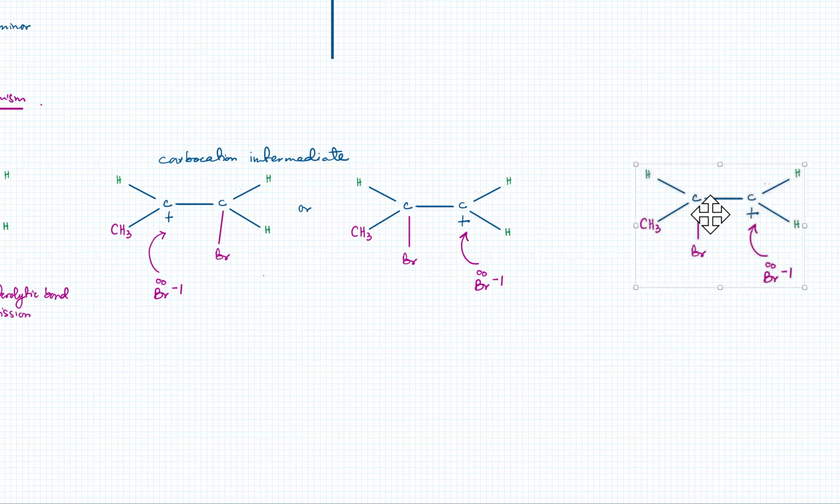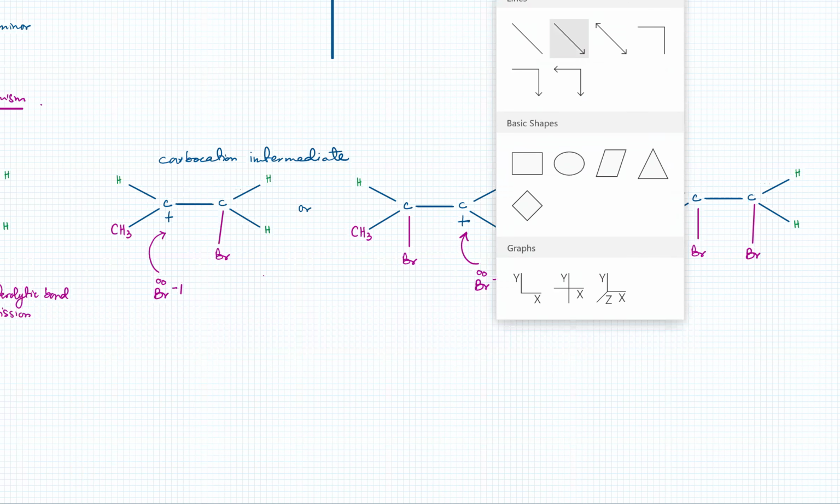Okay, so you're going to get a single product in this case because it doesn't really matter. Both of them are bromines. And eventually the charges are going to go away. One is negatively charged, the other is positively charged. And they'll eventually share electrons. Okay?